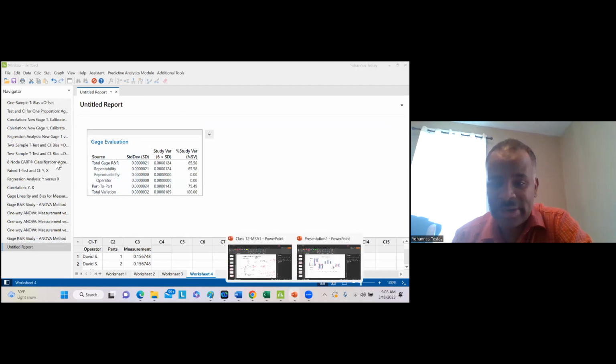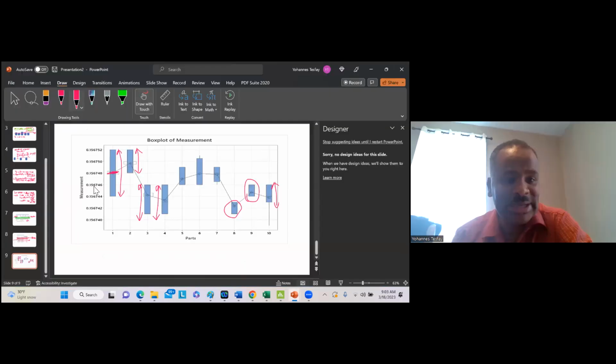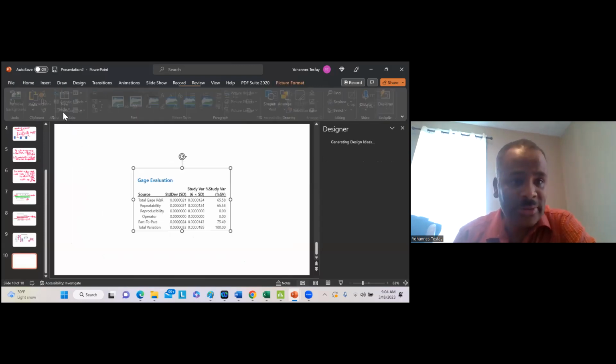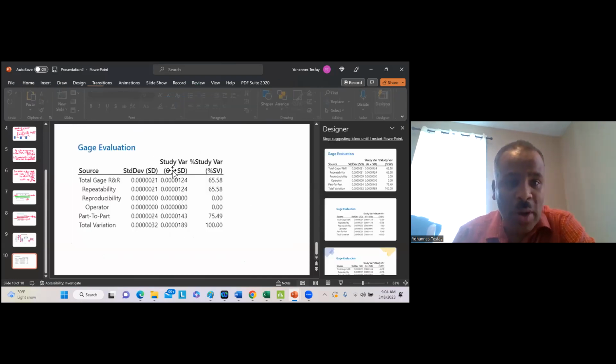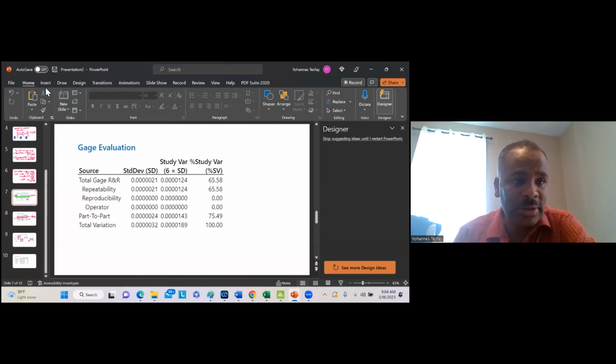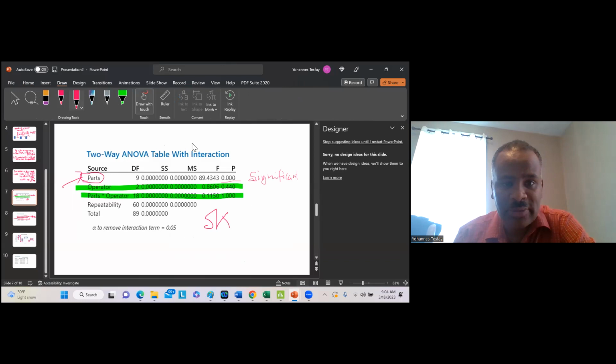The sigma level is 1, but right now the sigma level is 6. You see, 6. So at 6 sigma level, total gauge R&R, what was shown earlier was at 1 sigma line, sigma level of 1. Okay, so draw. This is 1 sigma level.